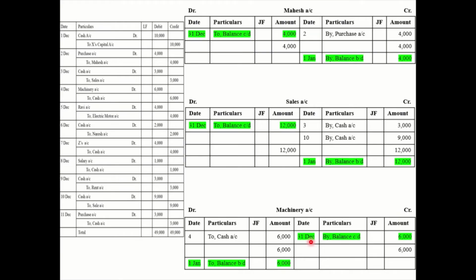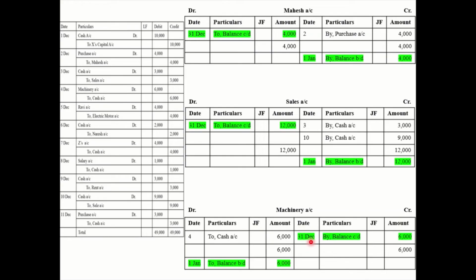Now after machinery we prepare the Ravi account. Okay, we follow the same sequence of the journal. Ravi account, here the Ravi account entry is on the 5th December. You can see the Ravi account entry on the debit side. That date's credit account we record on the debit side. 5th December to electric motor account 4,000. To balance both the sides, 31st December by balance carry down rupees 4,000. Now both the sides are equal, 4,000, 4,000. This is the closing balance of 31st December. That will be the opening balance, 1st January to balance brought down 4,000. This is the Ravi account ledger.